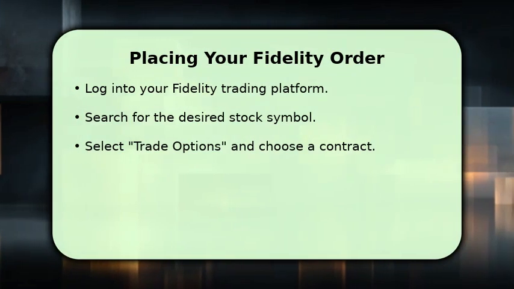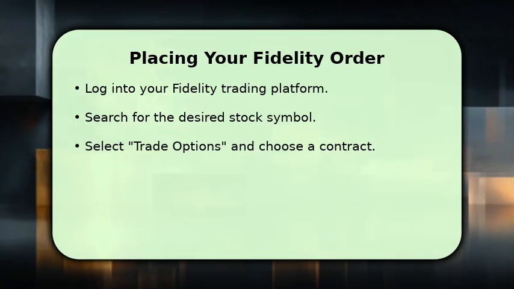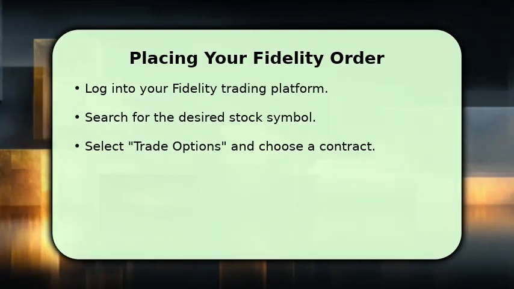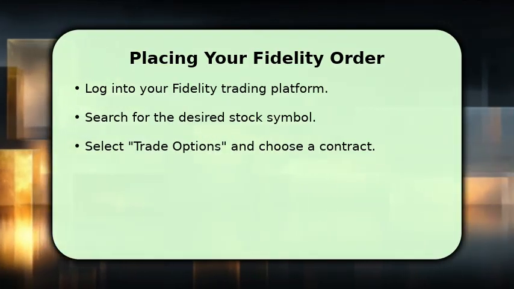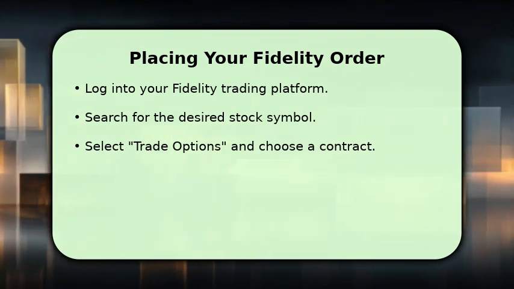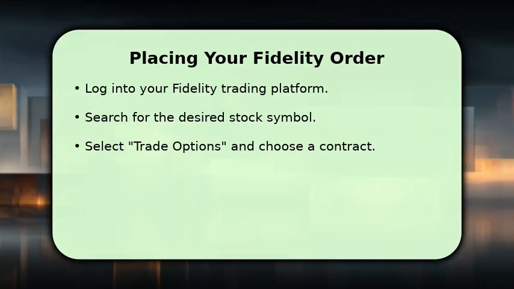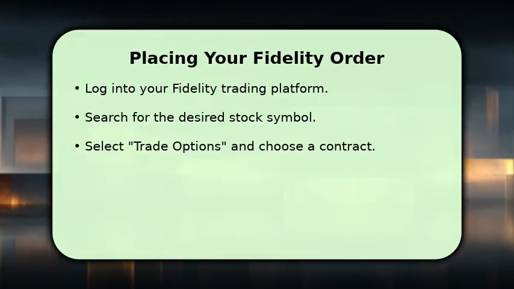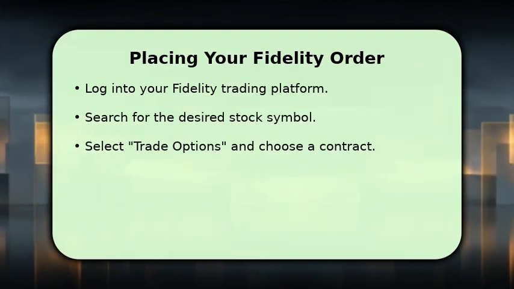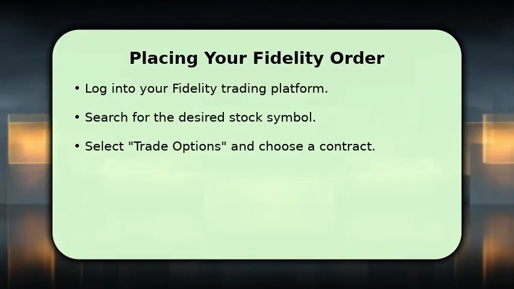Once approved and funded, log into your Fidelity account. Search for the stock symbol you're interested in. Navigate to the options chain and select Trade Options. Here, you'll choose your desired call option contract based on its strike price and expiration. Finally, specify the quantity, order type, and price before submitting your trade.